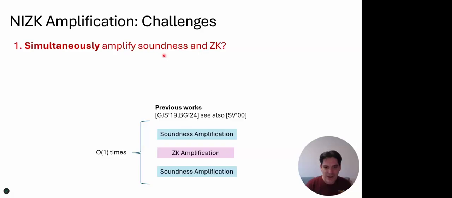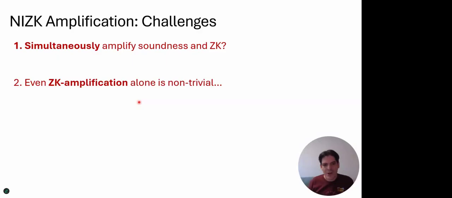And the existing solutions use the following template. They construct some sort of soundness amplification, typically based on repetitions. Then they have to come up with some sort of zero knowledge amplification, and they iterate between these two procedures a constant number of times. In fact, these templates go back to the work of Sahai and Vadhan on statistical zero knowledge proofs. And let me point out that the fact that they do it a constant number of times is actually very important. We'll get back to this point later.